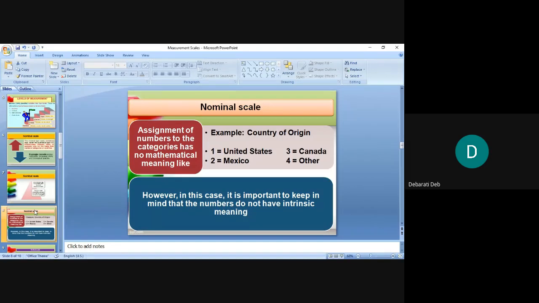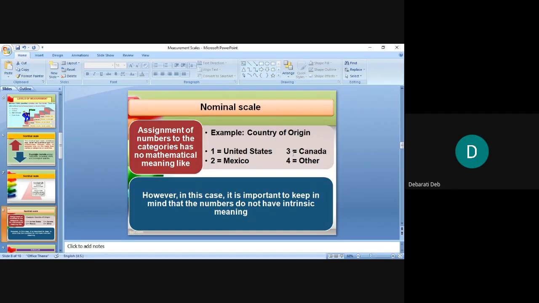Now see the example, origin of country. You can just put numbers. Three countries you can put, and the fourth one you can name as other, and just number those countries. If United States, the respondent will tick 1. If Mexico, the respondent will tick 2. If the respondent is from Canada, he will tick 3. And if he is from any other country other than these three, he will tick 4. So you are assigning numbers to the categories of different countries. Do you understand?